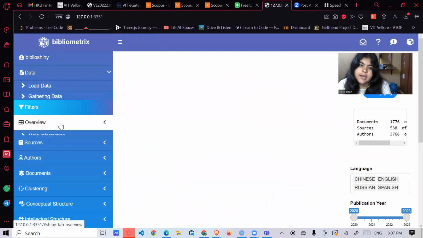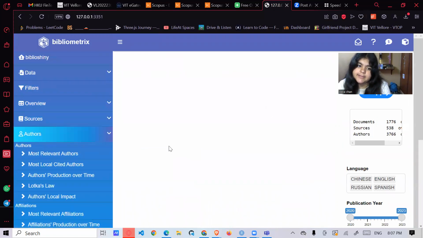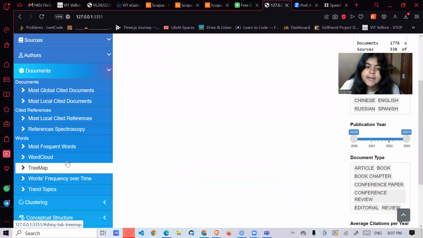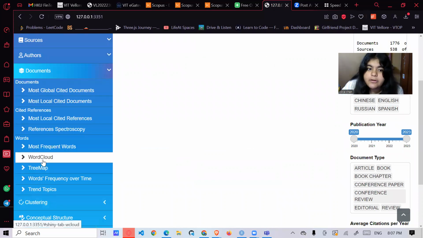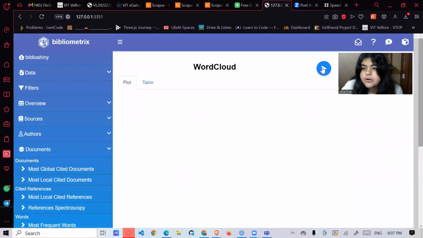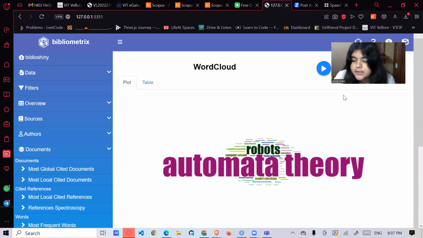Now we will be visualizing. Right now I will be talking about three basic visualization techniques: word clouds, tree maps, and thematic maps. All three of them are easy to understand visual representation methods, and I chose them because they are easier to understand even for a layman.